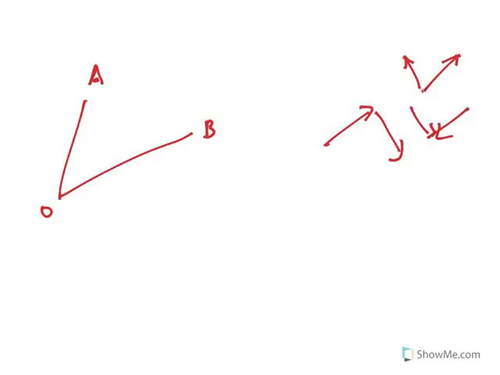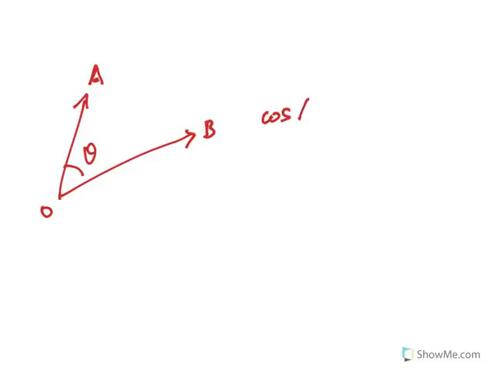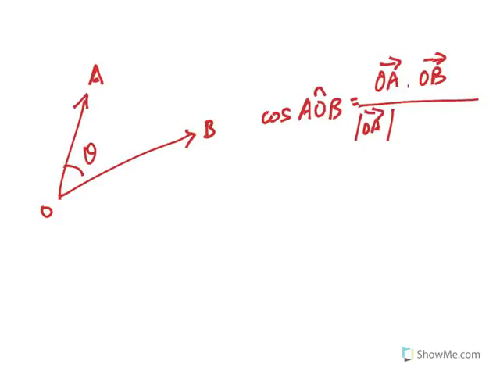But you have to face each other or face away. Okay? This is the angle, this is our theta. AOB, right? So you can take OA and OB. So you take cosine AOB. This is just OA dot OB over magnitude of OA, magnitude of OB.